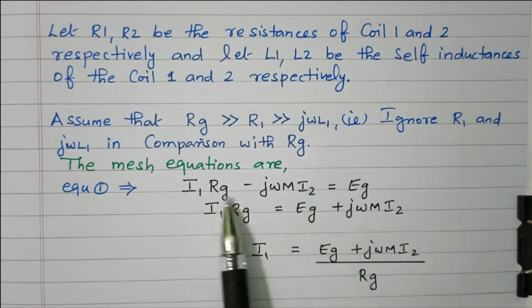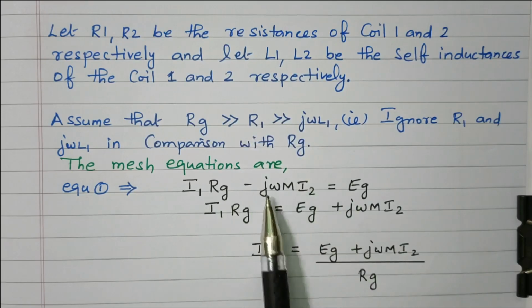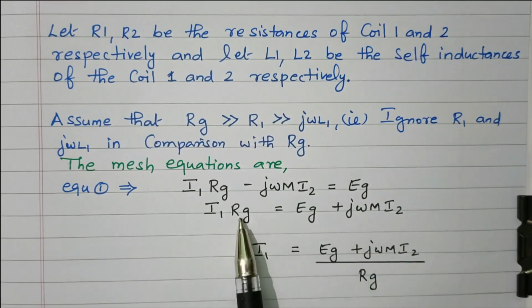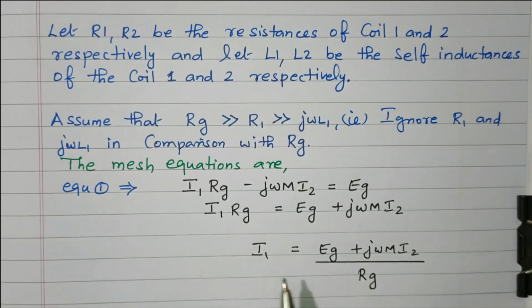R1 and L1 are not considered. Bring this term to that side, so the minus becomes plus. Now bring RG to the denominator, so that we get the expression for I1: EG plus j omega M I2, divided by RG. So this is the expression for I1. Now we'll go for further simplification.